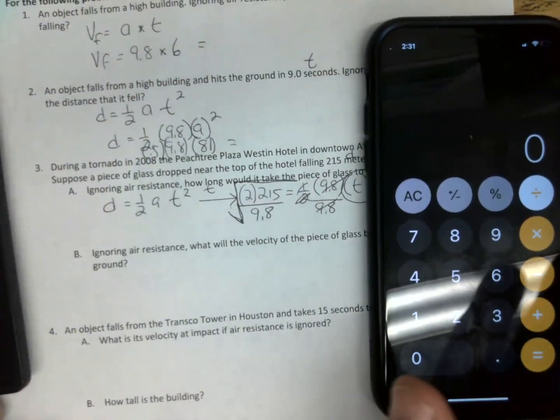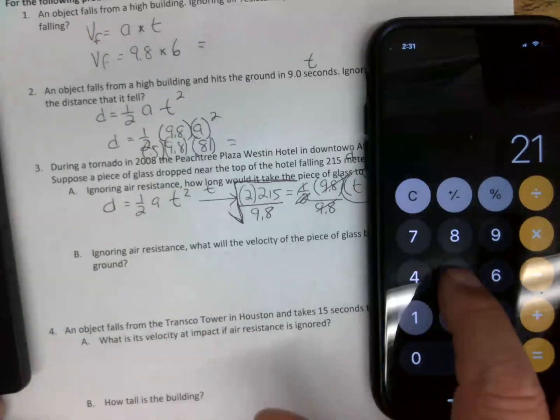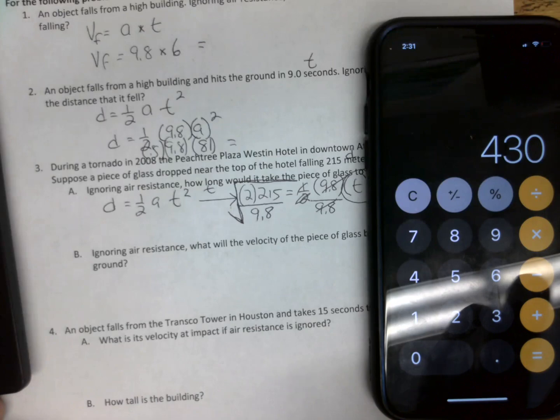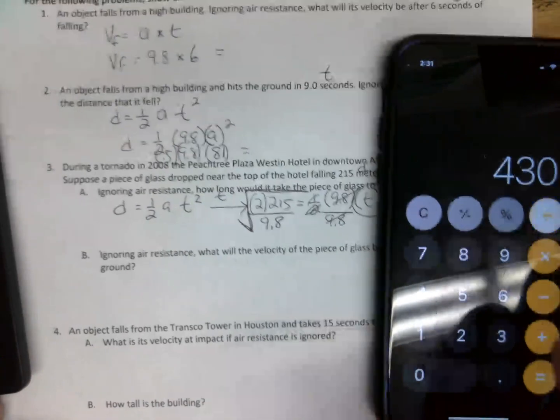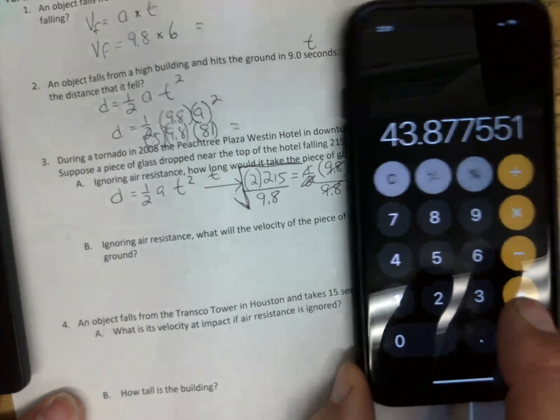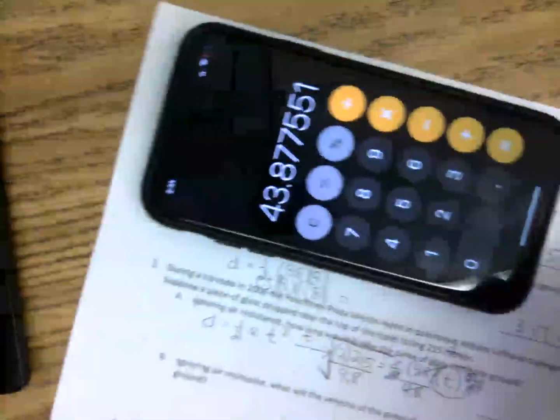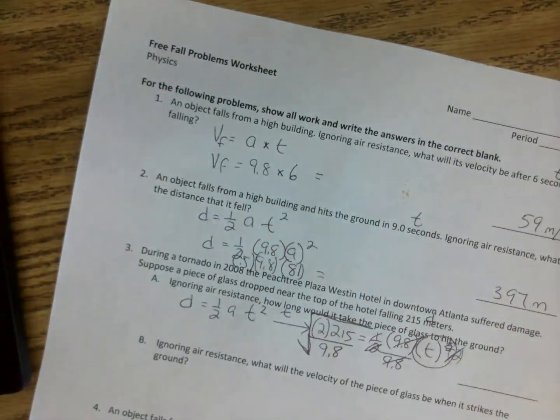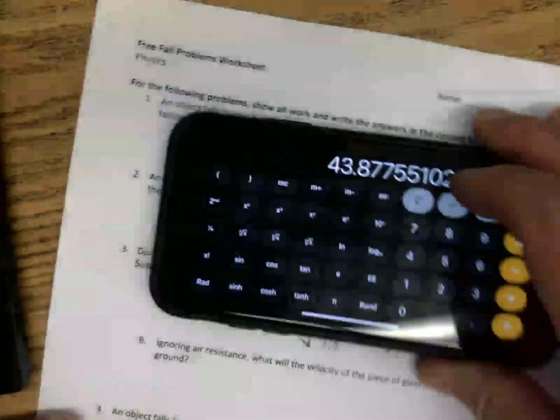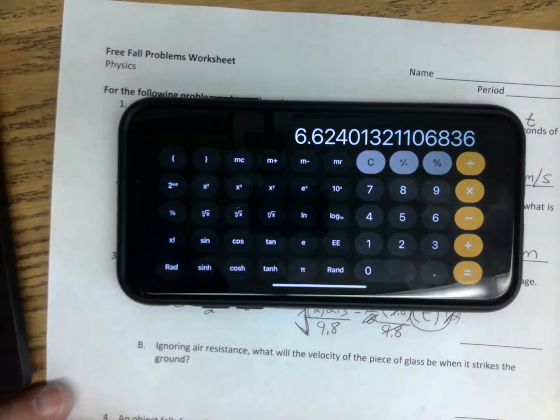Okay, so we got here 215 times 2, we get that, divided by 9.8, we get that. And then we have to do a square root of that. I'm going to turn my calculator like this. Let me plug it in. I should be able to get it. There we go. So I get that. And then I'm going to do the square root, which looks like it's right there. 6.6 is what the answer is.